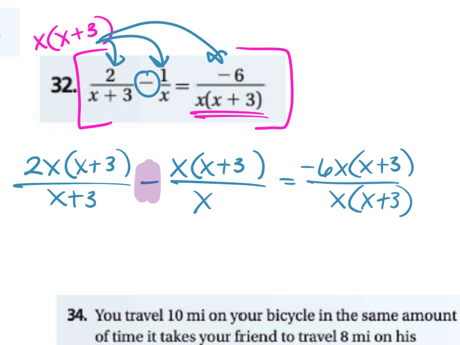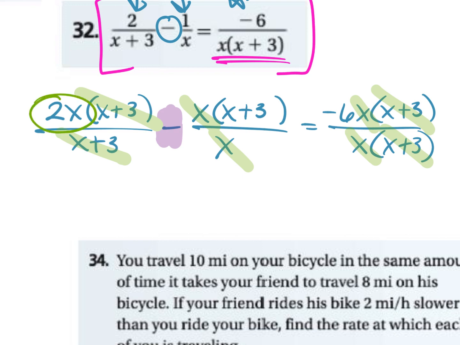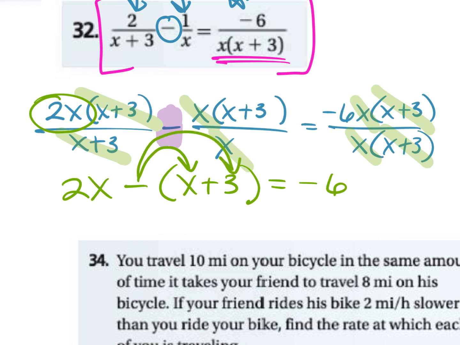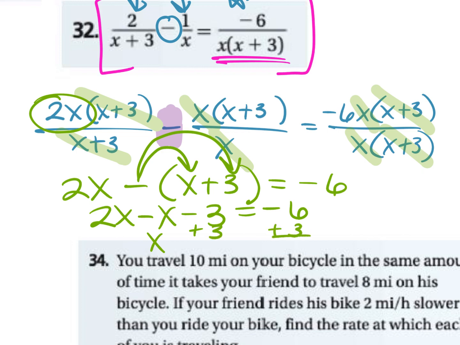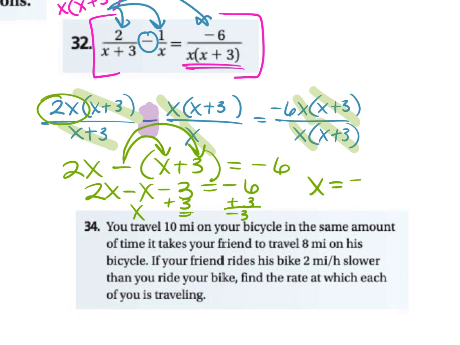the whole next piece. So x plus 3 over x plus 3 goes away, x over x goes away. So you are left with, right now, 2x minus x plus 3 equals negative 6. So you have to go minus x minus 3. So 2x minus x minus 3 equals negative 6. 2x minus x is just x, and then you're going to add 3. So negative 6 plus 3 is negative 3. So you get x equals negative 3.